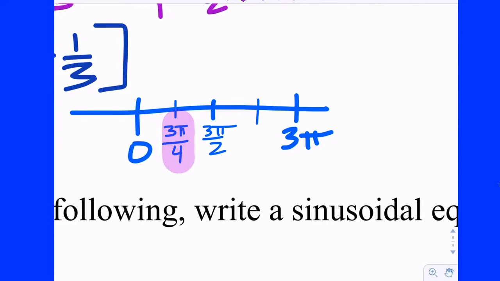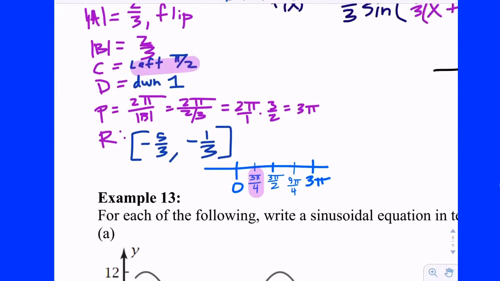So what would be that next critical value? 3 pi fourths, that would be 6 pi fourths. This would be 9 pi fourths. And then, of course, 12 pi fourths. You keep adding 3 to the numerator. Now, those are the values pre-shift. Which way are we heading?